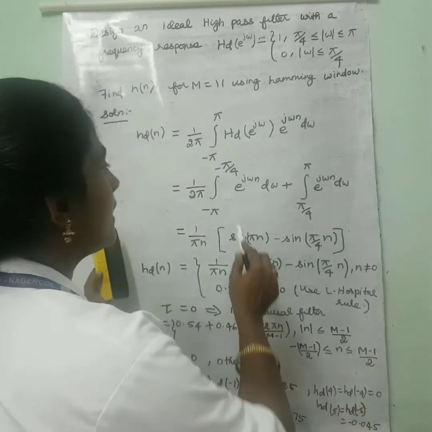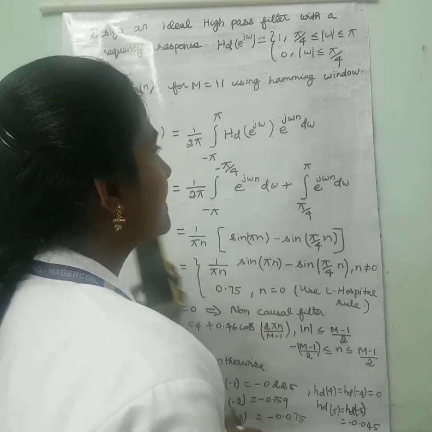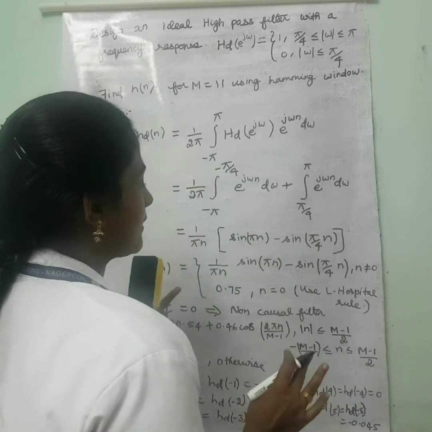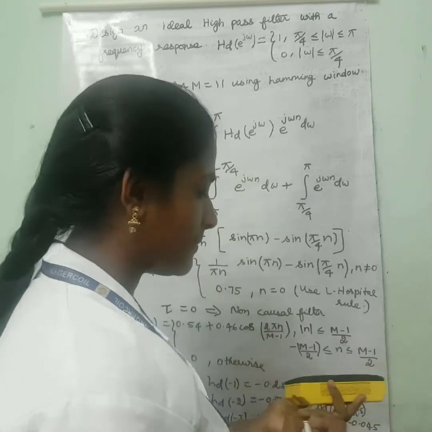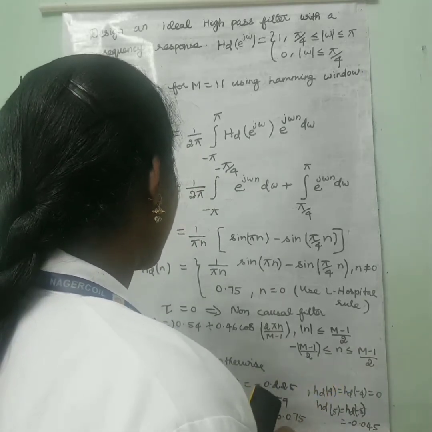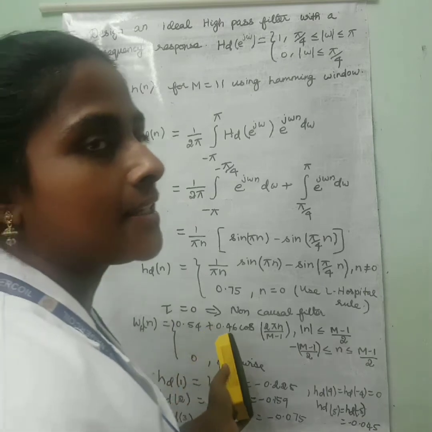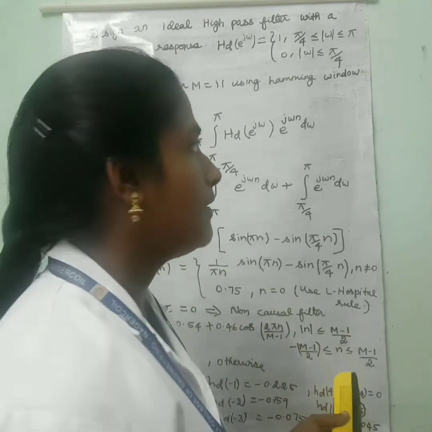So here we have 1. Since it has the value 1, our tau value is 0. That is, tau value becomes automatically 0. If the value of Hd of e power j omega is 1, it means tau value is automatically 0. If tau value is 0, we can come to a conclusion that it is a non-causal filter.